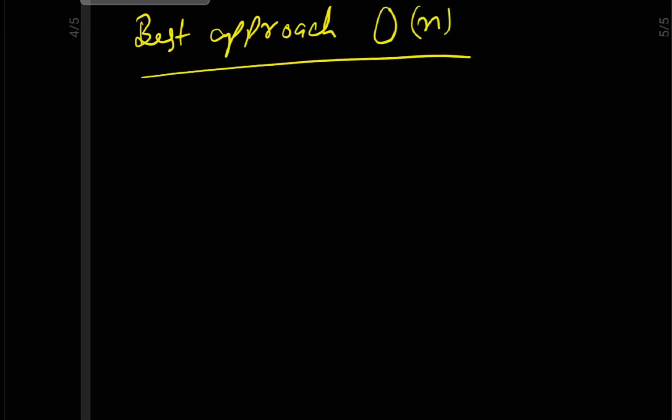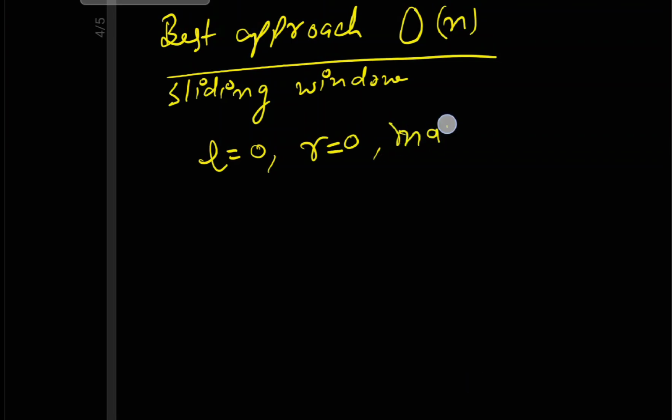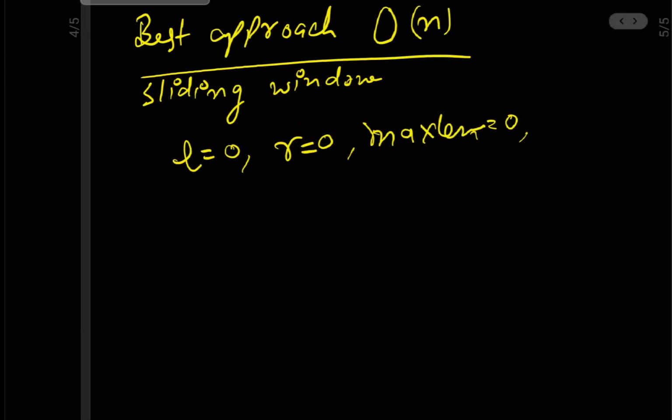I am moving forward to the best approach, the O of n approach. What will it be? Sliding window. So what we have here, I will have left equals to 0 and right also equals to 0. Okay, and my max length will be 0 initially, and my zeros count will be 0 initially.